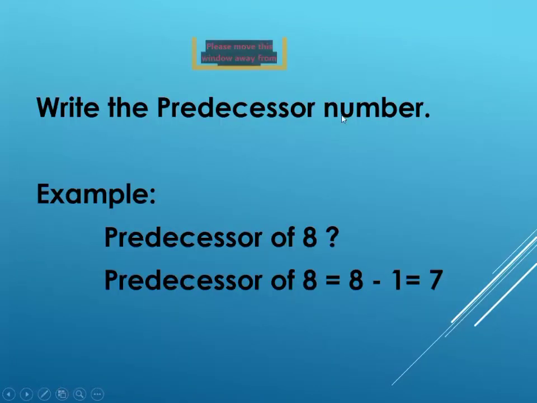For example, write the predecessor of 8. What is the predecessor of 8? To find it, first we write predecessor of 8 equal to, and here the number is 8, so we subtract 1 from 8. 8 minus 1 is equal to 7. So the predecessor of 8 is 7. Always, to find the predecessor number, we subtract 1 from the given number.